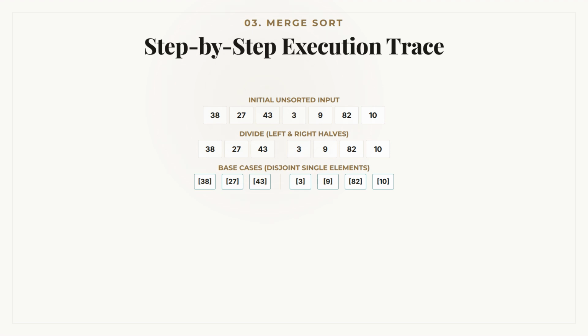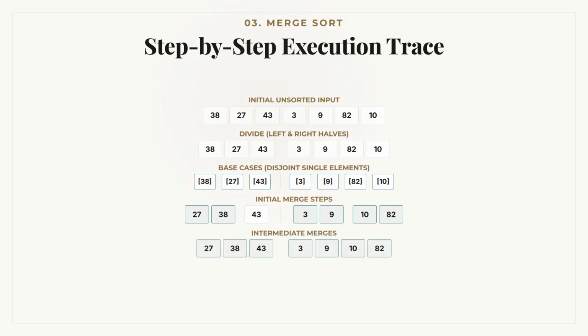Now, the merge process begins. 38 and 27 are merged to produce 27 and 38. Next, this result is merged with 43. Similarly, 3 and 9 are merged. 82 and 10 are merged. The resulting sorted arrays are combined step by step. Finally, the complete sorted array becomes 3, 9, 10, 27, 38, 43, and 82.